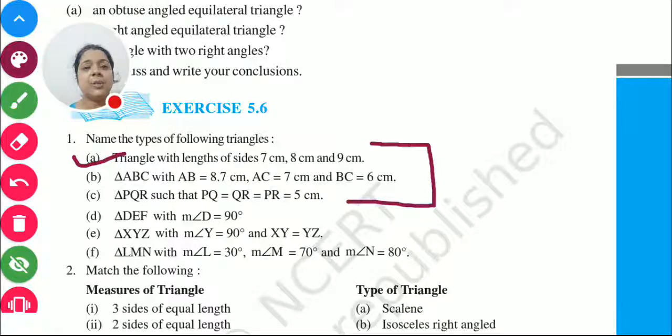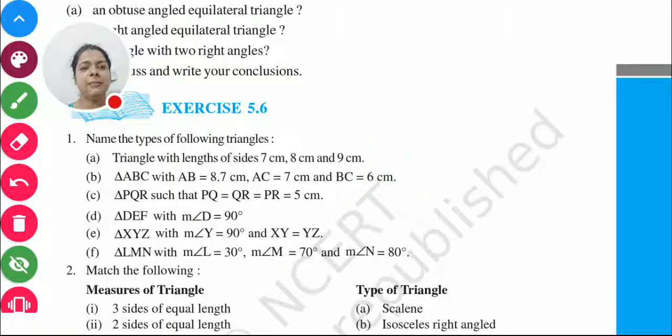Unequal, they are not similar to each other. So what will it be? It will be scalene. Why? Because all the three sides are completely different from each other. One is 7, another is 8, another is 9. So as all of them are completely different from each other, it is called scalene.